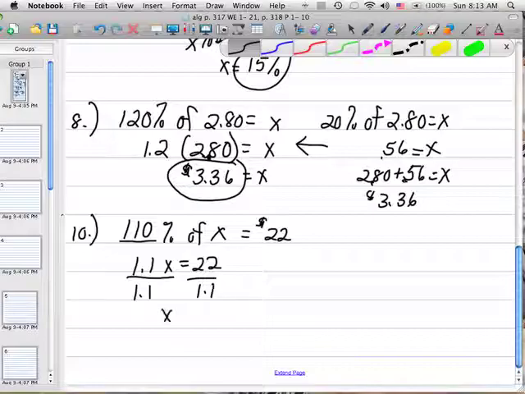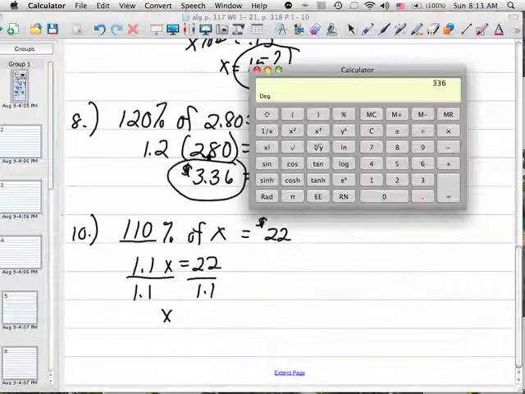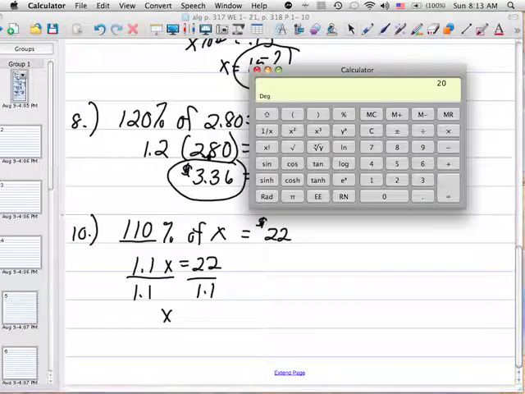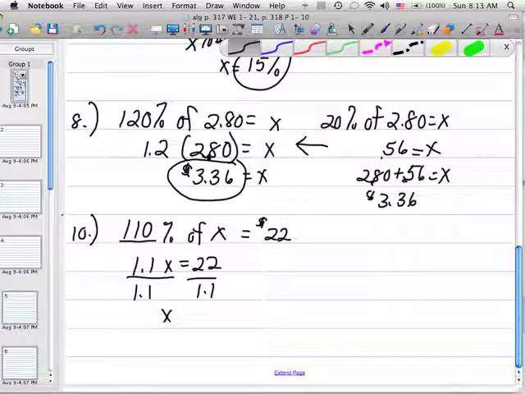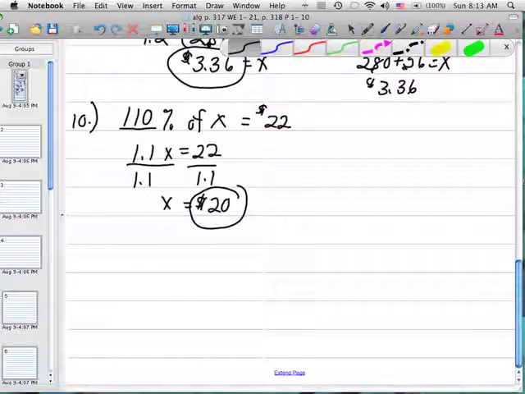Divide both sides by 1.1, and we find out that our original price was 22 divided by 1.1 equals $20. The original price was $20, which makes sense because the 22 was an increase of 10% of that amount.